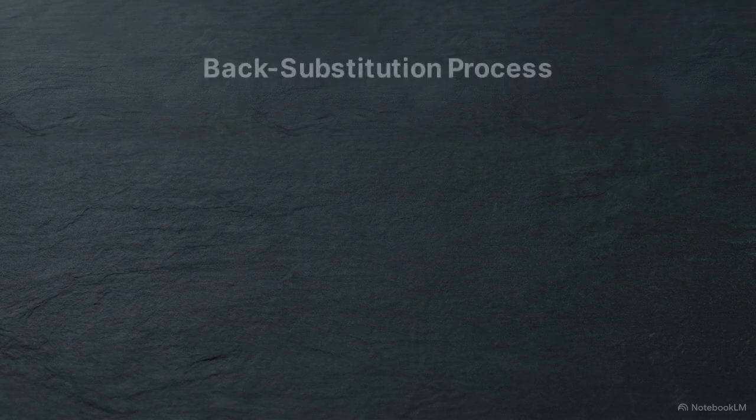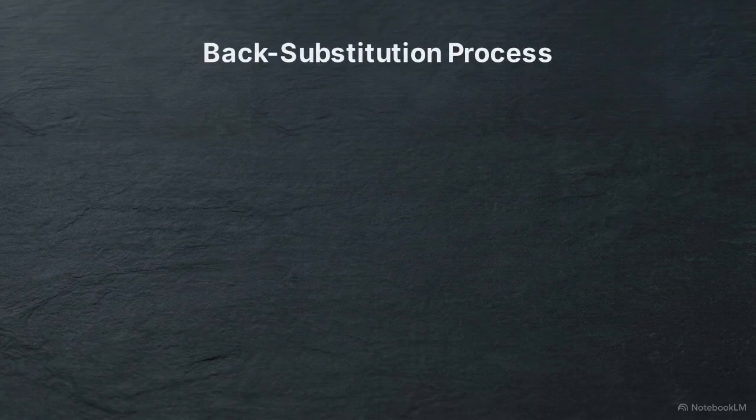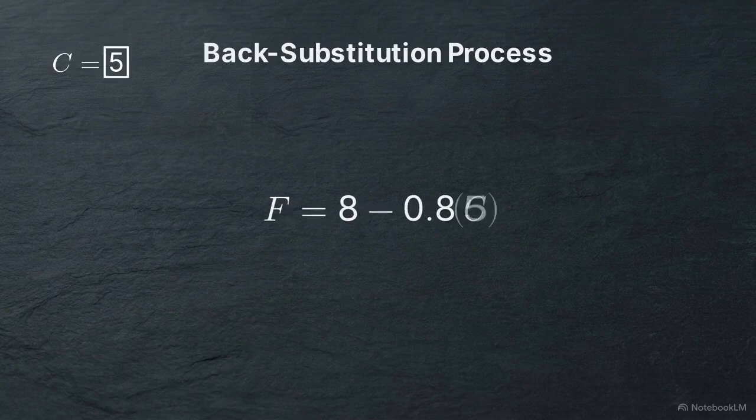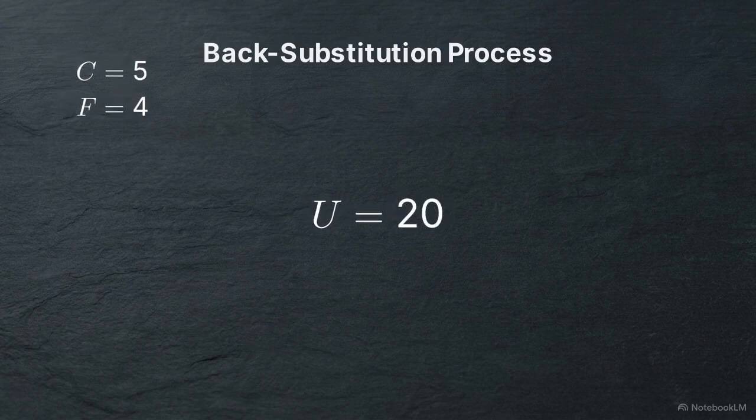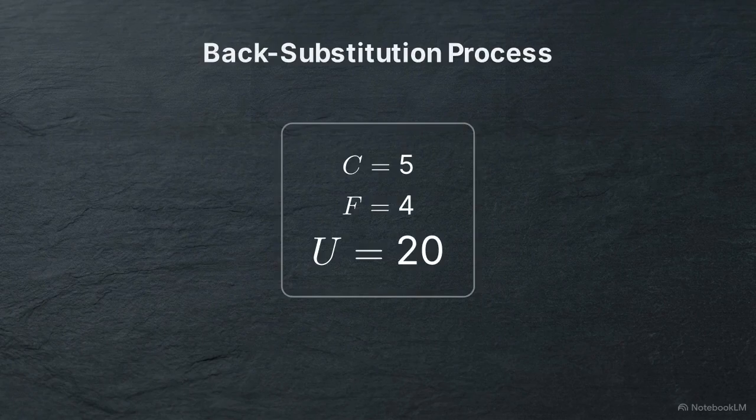Now we execute the back substitution process. We take our optimal clothing value of 5 and plug it back into our isolated constraint equation. 8 minus 0.8 times 5 leaves us with the optimal amount of food, F equals 4. Multiplying 5 units of clothing by 4 units of food yields our final answer. The absolute maximum utility achievable under this budget is exactly 20.